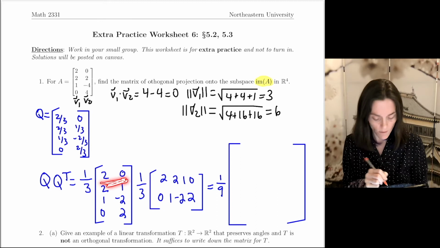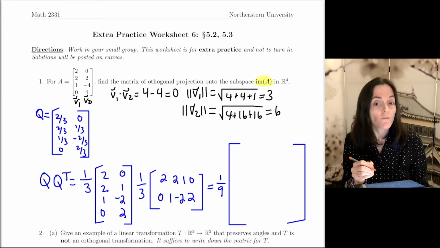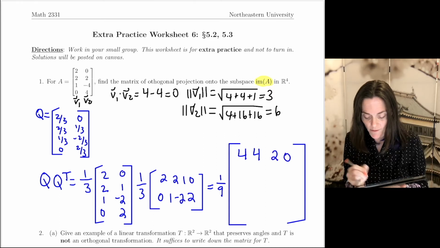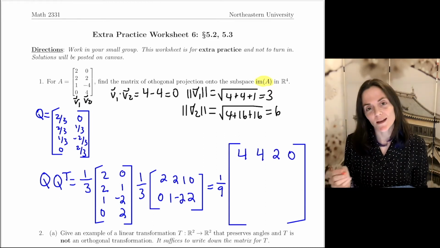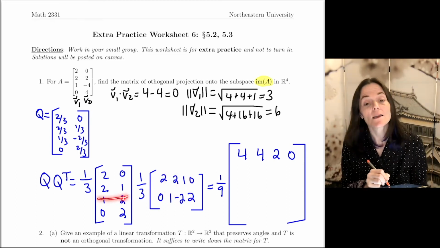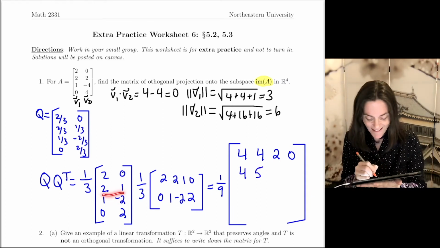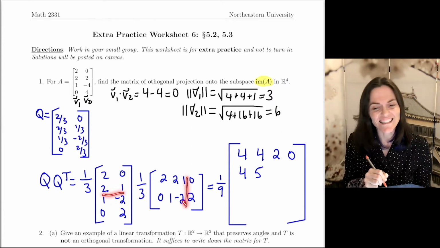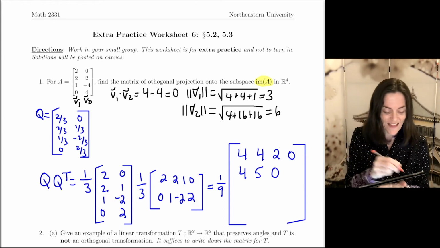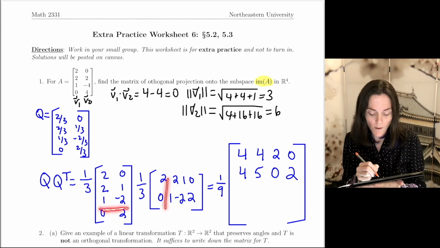Well, first let's fill out the first row of QQ transpose. I can take this first row and dot it with each column. When I do, you see I get 4, 4, 2, 0. Now for the second row of QQ transpose, I take this second row and dot it with each column. So what do I get? You see I get 4, and then I have 4 plus 1, which is 5. Then we have 2 minus 2, which is 0. And then finally, we have 2. So this is the second row.